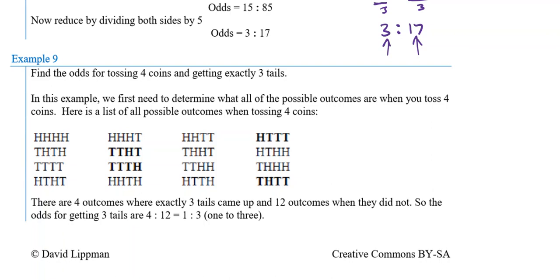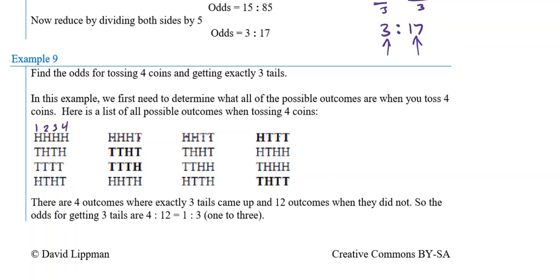Okay, example 9. Find the odds for tossing 4 coins and getting exactly 3 tails. In this example, we first need to determine what all the possible outcomes are when you toss 4 coins. So here's a list of everything. This would be 1 coin, 2 coins, 3 coins, and the 4th coin. There is a chance that we flip them all and get heads for each, and then you could write them all out. We could also have all heads except the last one could be tails, and then heads, heads, tails, tails, and then 1 head and 3 tails.